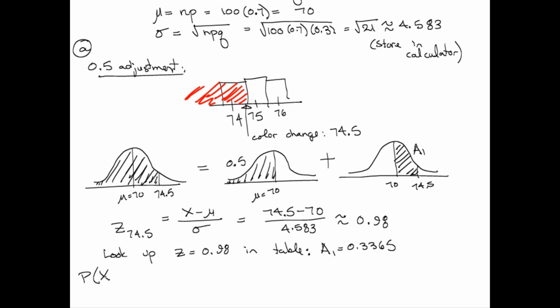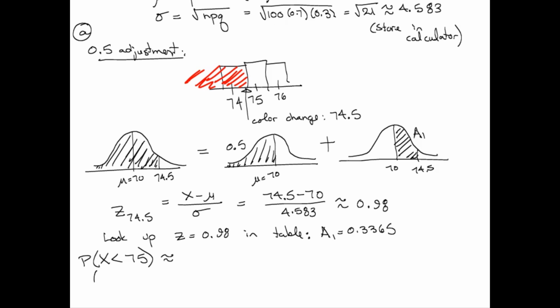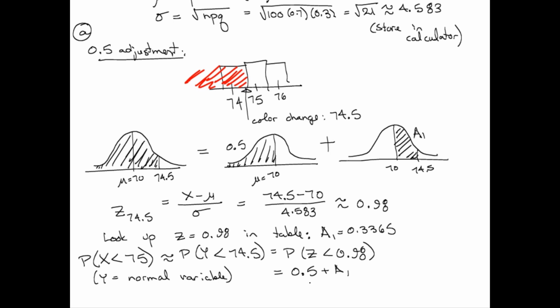If x is the number of successes, what I want is the probability that I have fewer than 75 successes. So x less than 75. If we let y be the normal variable that we're using to approximate the binomial, this is going to be about the probability that y is less than 74.5. That's the probability that z is less than 0.98. So that will give me 0.5 plus my A1, so 0.5 plus 0.3365 gives me 0.8365.